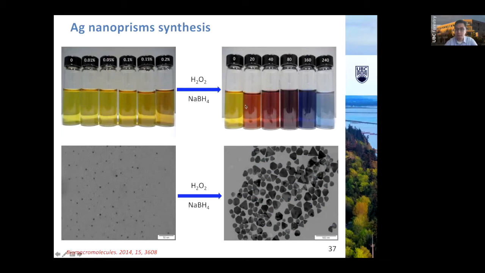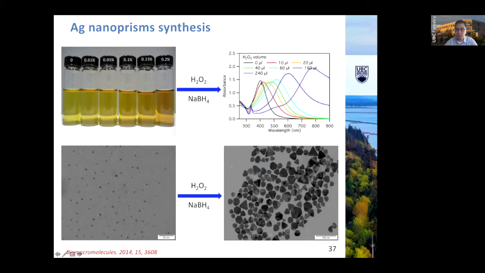And then from here we can see we can get a different color because they have different plasmon resonance peaks. As you show here, the original spherical nanoparticle is usually about 400 nanometer. By changing those into the anisotropic nanoprism, we can cover almost the whole spectrum of the visible range, from 400 up to 800 nanometer.